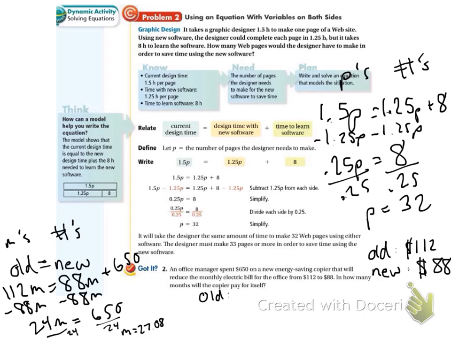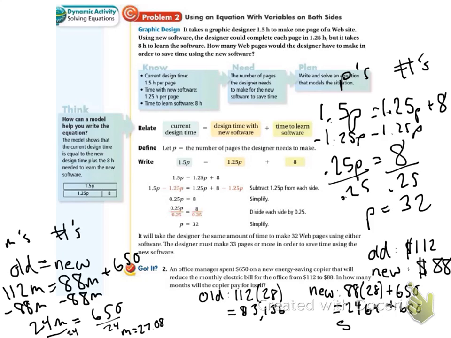So old, I pay $112 per month, and if I'm doing 28 months, that gives me $3,136. So it cost me $3,136. The new one, I need to do 88 times 28 plus 650. 88 times 28 gives me 2,464 plus 650, which gives me 3,114. So you can see that it's cheaper to do the new method.